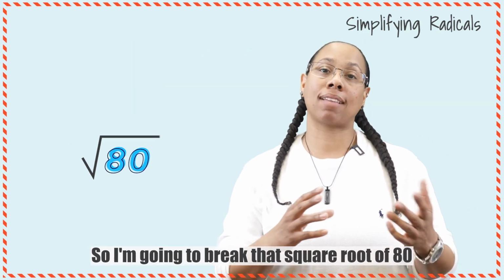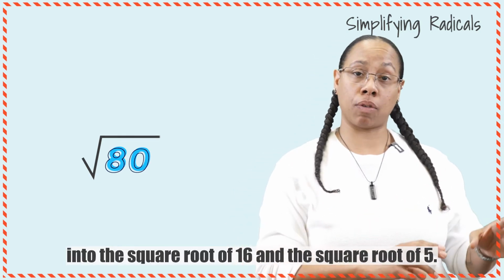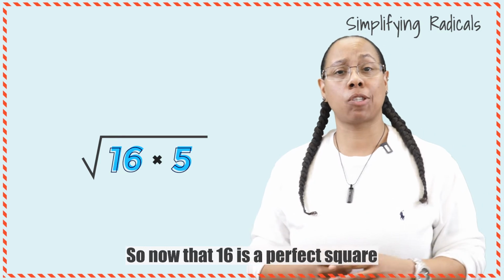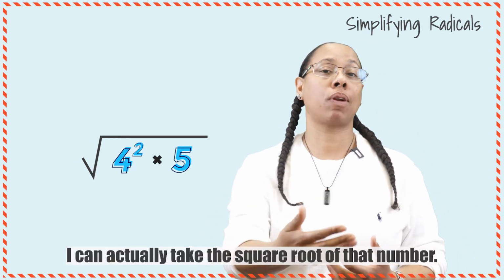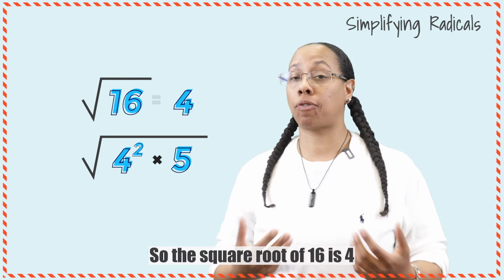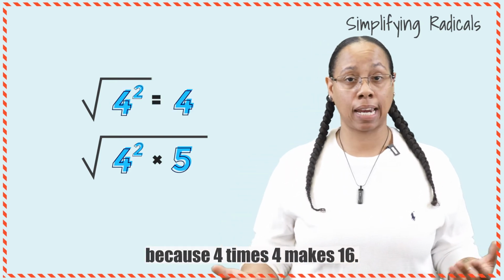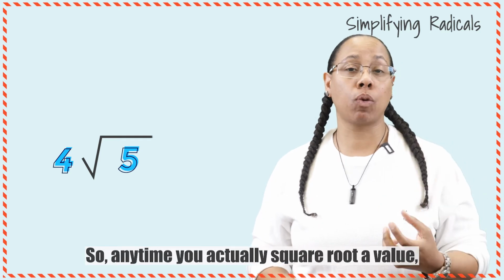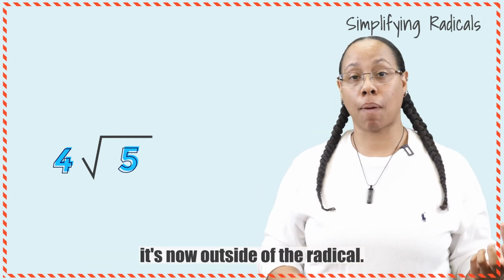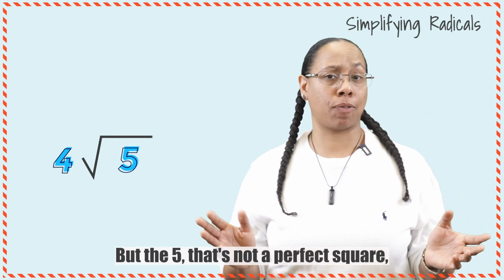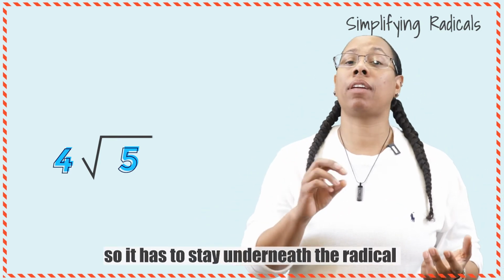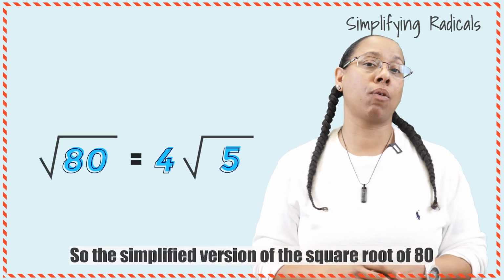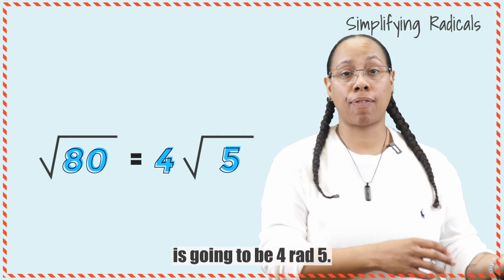So I'm going to break that square root of 80 into the square root of 16 and the square root of 5. So now that 16 is a perfect square, I can actually take the square root of that number. So the square root of 16 is 4 because 4 times 4 makes 16. So that now puts the 4 on the outside. So anytime you actually square root a value, it's now outside of the radical. But the 5, that's not a perfect square. So it has to stay underneath the radical because I can't take the square root of that. So the simplified version of the square root of 80 is going to be 4 rad 5.